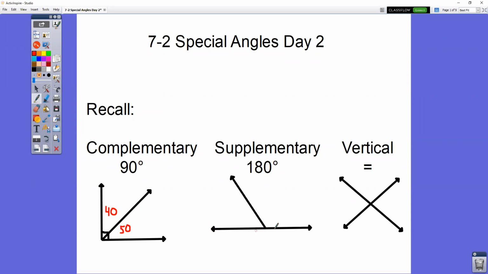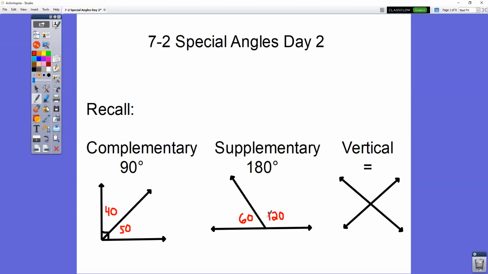Supplementary angles take a straight angle and divide it into two pieces, or sometimes they even divide it into three pieces as well. Either way, the two or three angles have to add up to 180 degrees. So for example, this one could be 60 and this one could be 120.